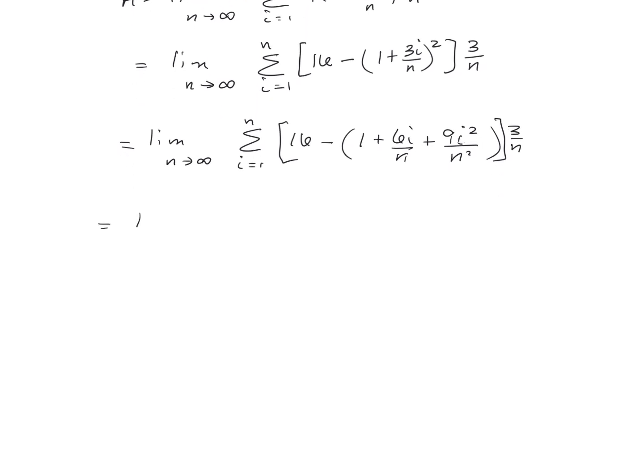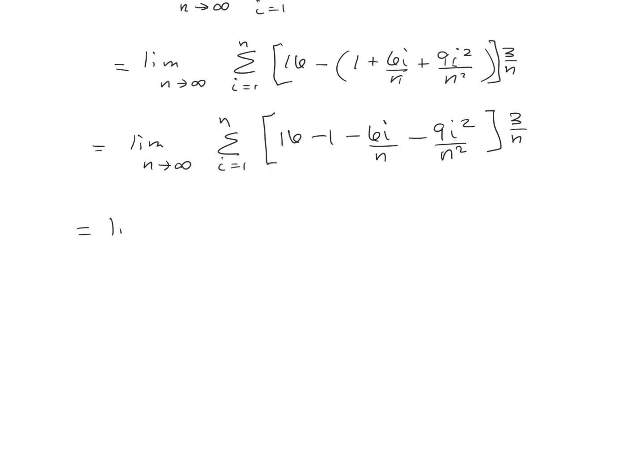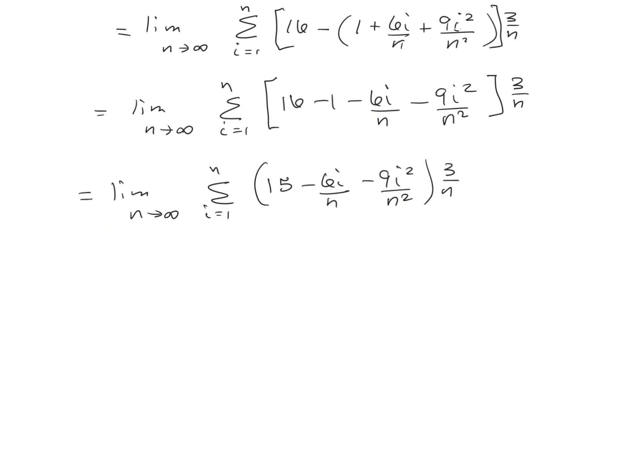All right, so we can now start cleaning this up a little bit. We're going to have 16 minus 1 minus 6 times i over n minus 9i squared over n squared. Again, it's still times 3 over n. That has not gone anywhere yet. And then that'll be the limit as n goes to infinity, sum i equals 1 to n of 15 minus 6i over n minus 9i squared over n squared times 3 over n. And we might as well multiply in that 3.